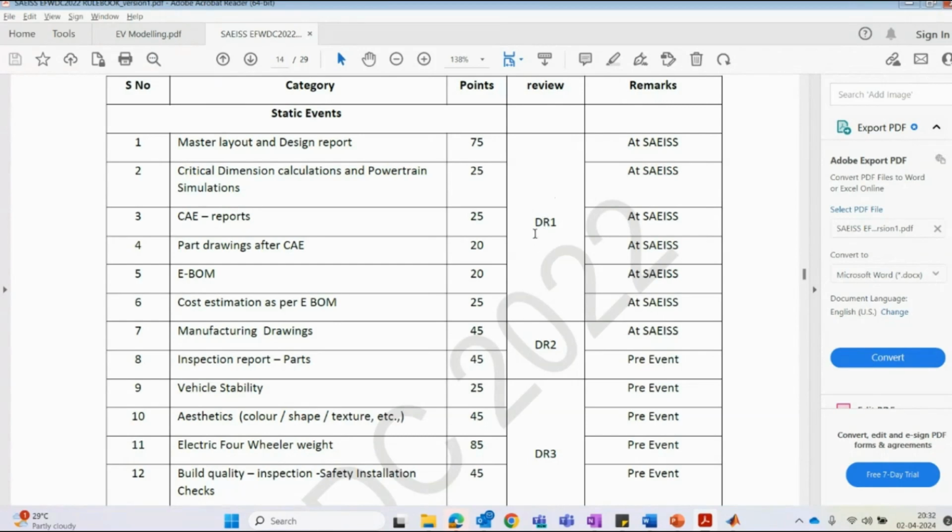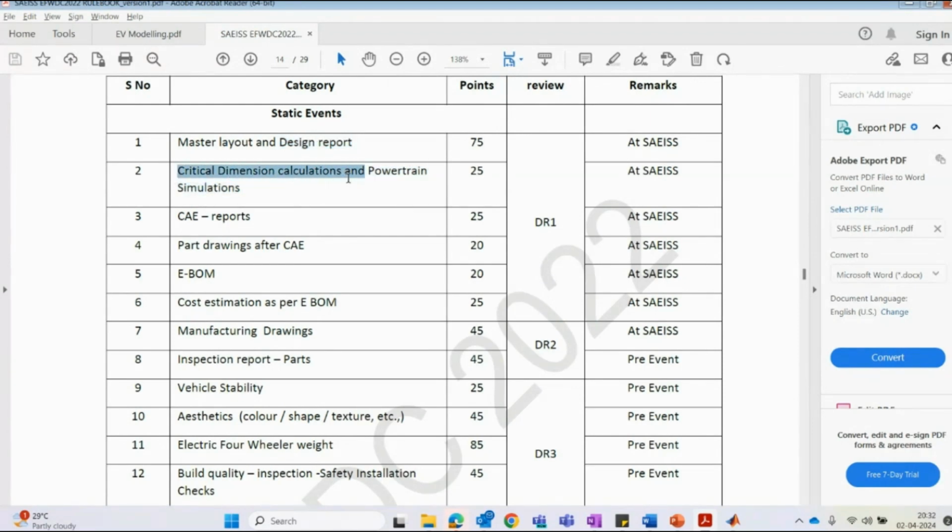So we have this event divided into four design reviews. I don't know if there are participants who are part of other SAE India events, maybe the electric two-wheeler competition or the previous year's electric four-wheeler, but we have split into four phases. The first phase is where we want the participants to submit the master layout of the whole vehicle, and the design report of the components specified in the rule book, which was also discussed during the CAD modeling trainings.